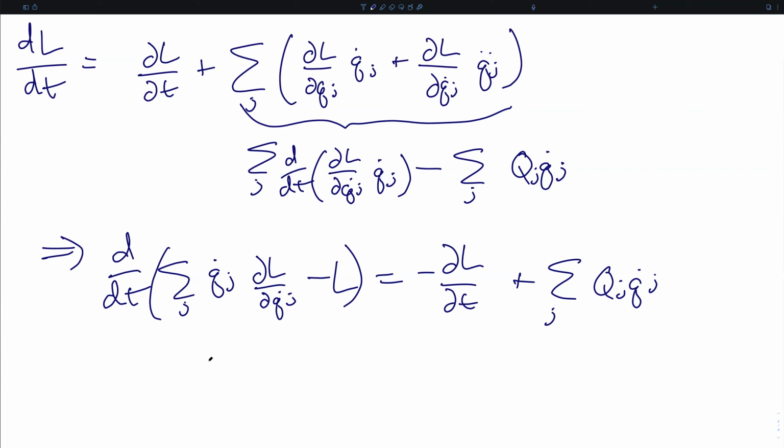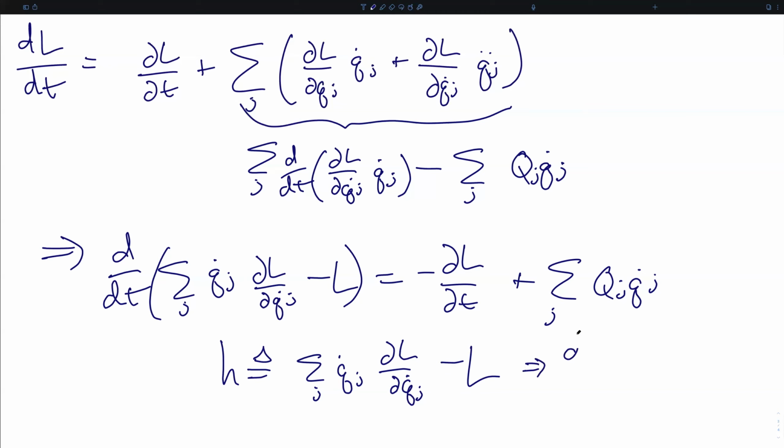From this, we are going to define an energy function, h, of the form the sum of the time derivatives of the generalized coordinates times the partials of the Lagrangian with respect to the time derivatives of the generalized coordinates, minus the Lagrangian itself. This means that the time derivative of the energy function is equal to negative the partial of the Lagrangian plus this sum term. If the Lagrangian is independent of time, and if there are no generalized forces, if all of these q sub j's are 0, then and only then is h conserved.